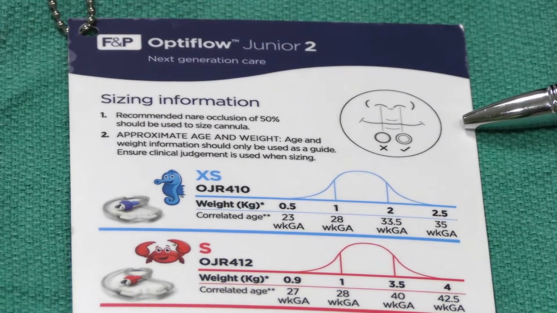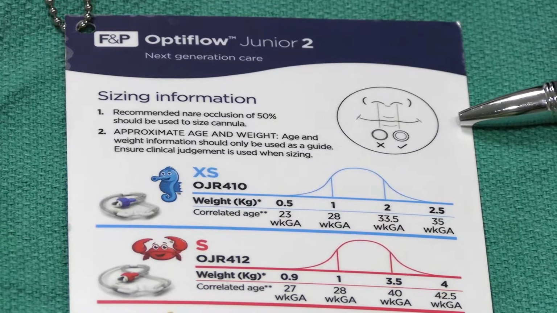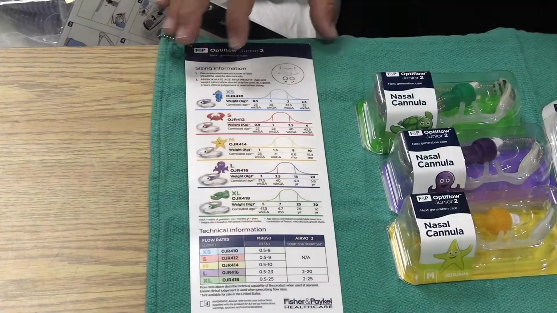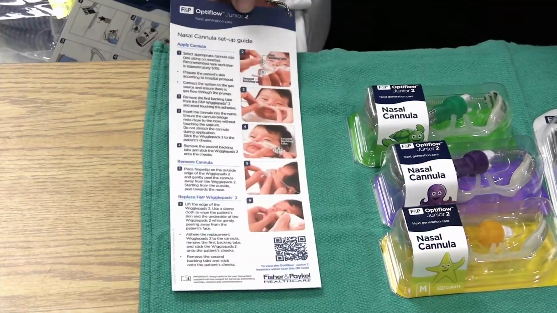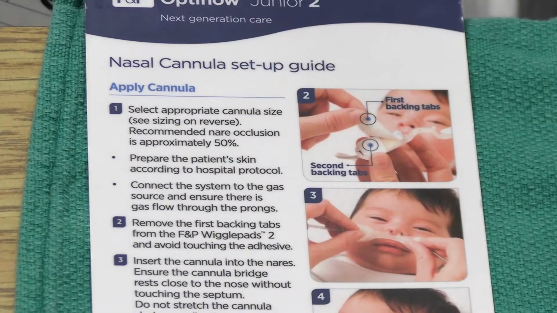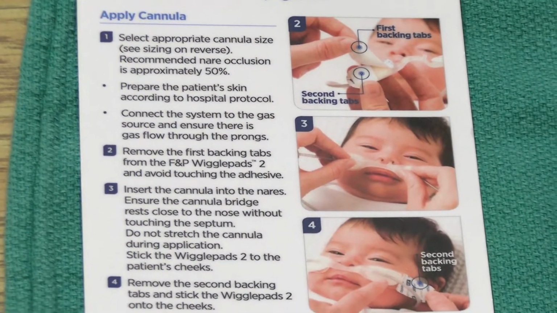And that's just a built-in safety that they came up with, because if the prongs are too big and fill the nares up too much, we may inadvertently deliver a level of positive pressure to the lungs. And since we're not able to monitor that, we could be delivering pressures that are too high. So in addition to fitting the prongs appropriately in the nares is a setup guide on the opposite side of the swing tag.